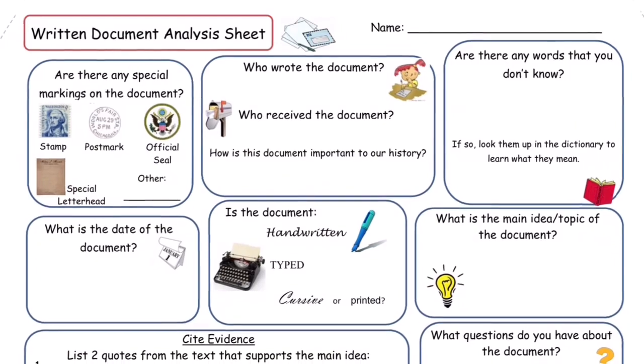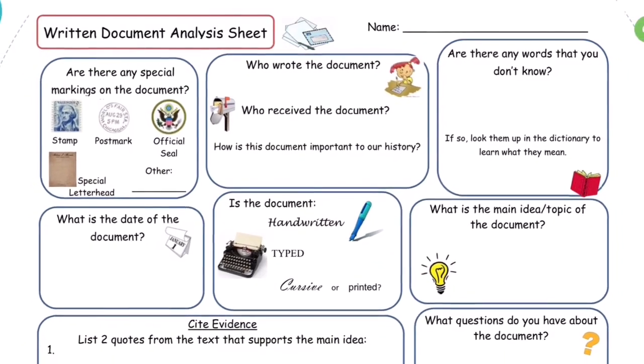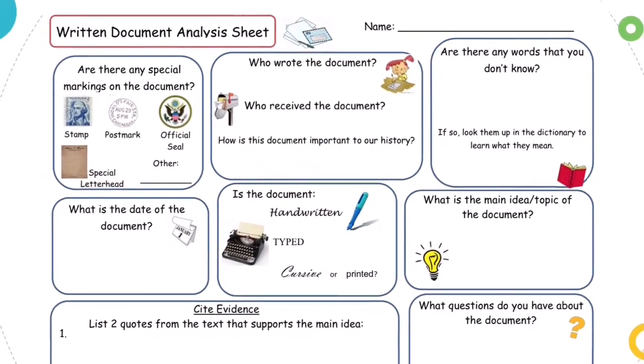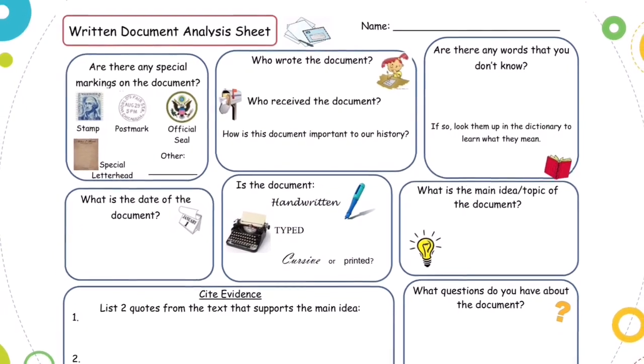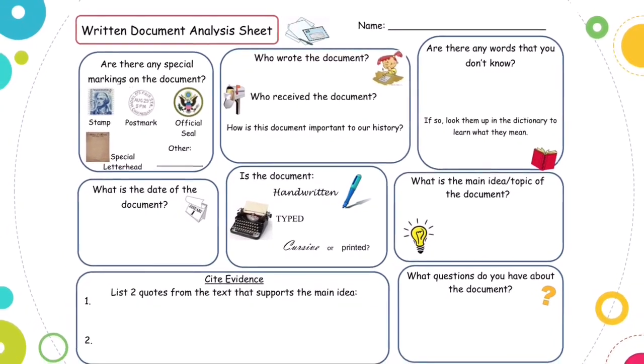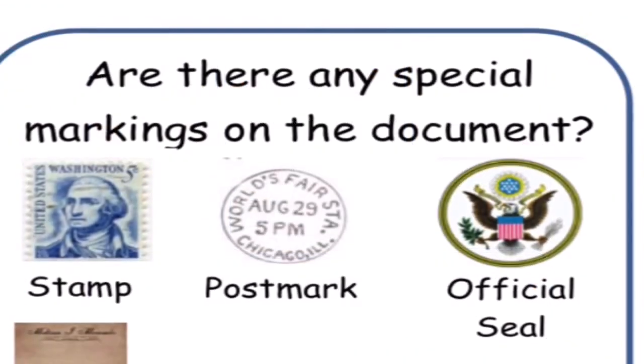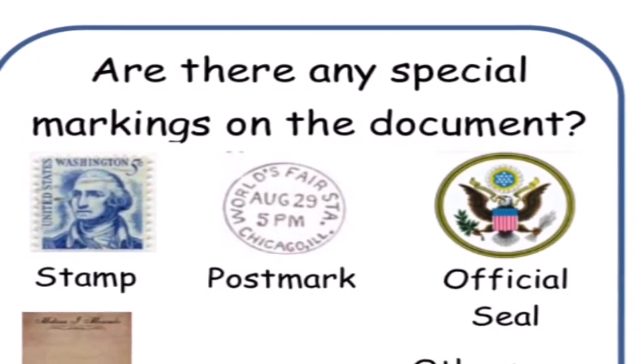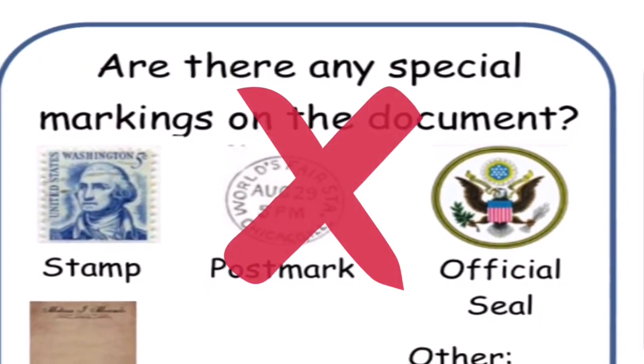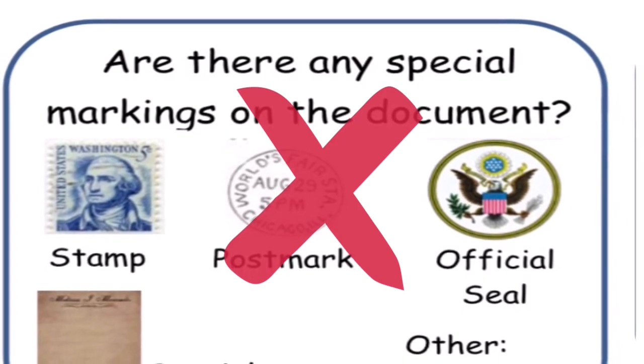We'll take a look at this article now. I would hand this out to my students, and they're looking at their primary source analysis sheet. Then we look at the question, are there any special markings on the document? I would X that out and tell our kids we're not even going to worry about that, because what we're dealing with here is a secondary source.